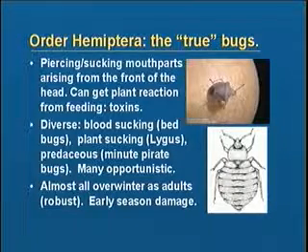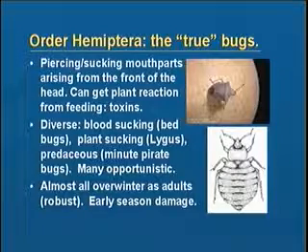You can get a reaction from their feeding. They can inject a toxin while they're feeding. They're a very diverse group. We have bed bugs in this category, which are bloodsuckers, plant suckers such as Lygus, and predators as well, minute pirate bugs, many predators. Many are opportunistic. They'll get whatever they can. They'll be predaceous or they'll feed on plants.